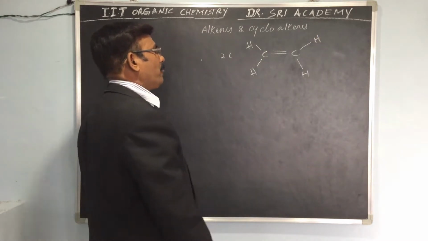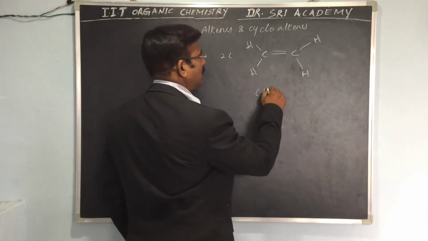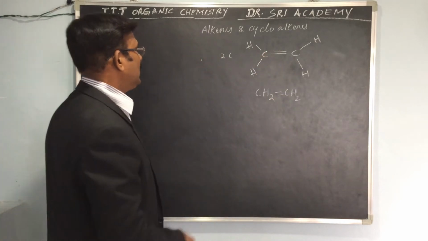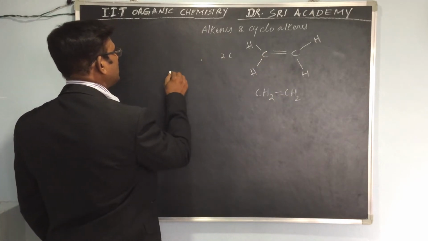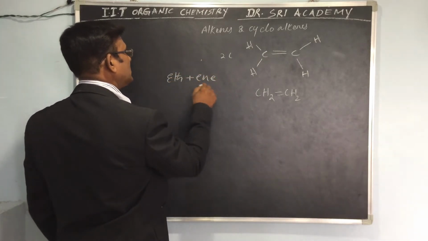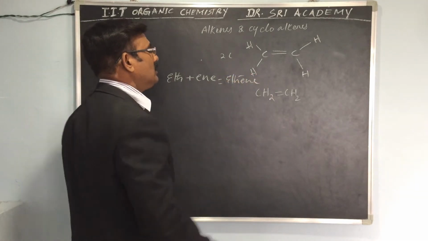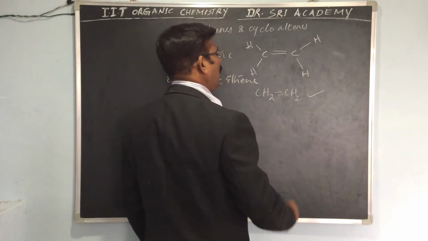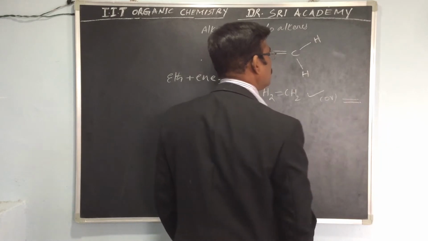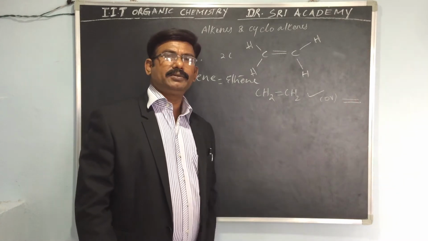Okay. So CH2 double bond CH2, we can write like this. So what is this called? Eth plus ene, alkenes. Two carbons mean eth, plus ene, you get ethene. Okay, this is the ethene structure. Or we can write it simply as CH2 double bond CH2.